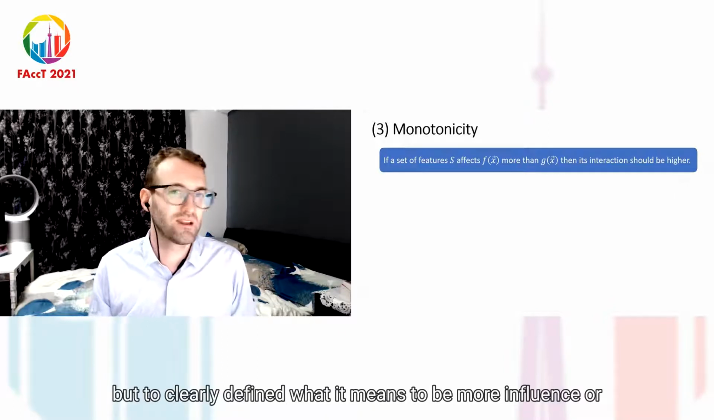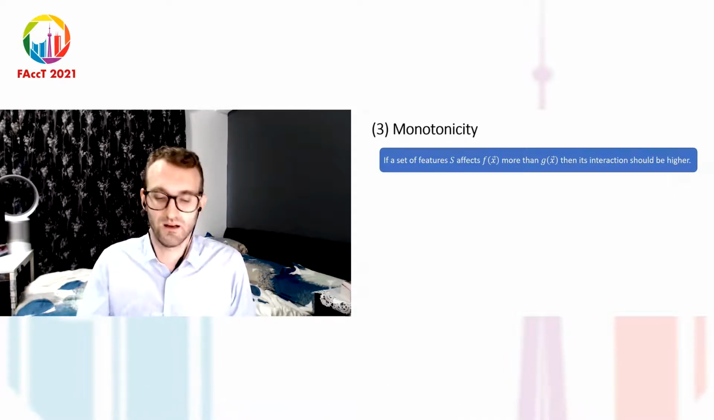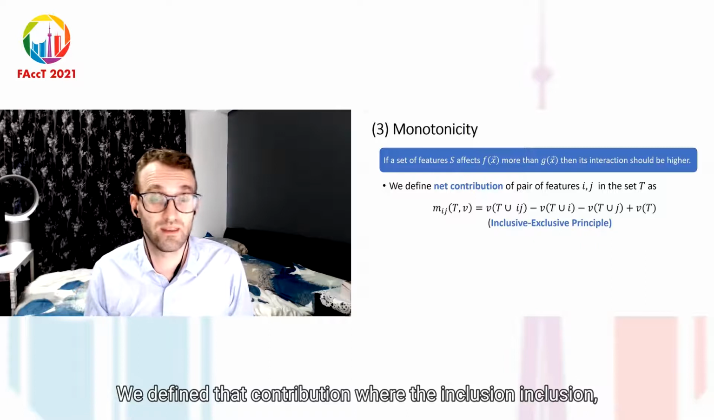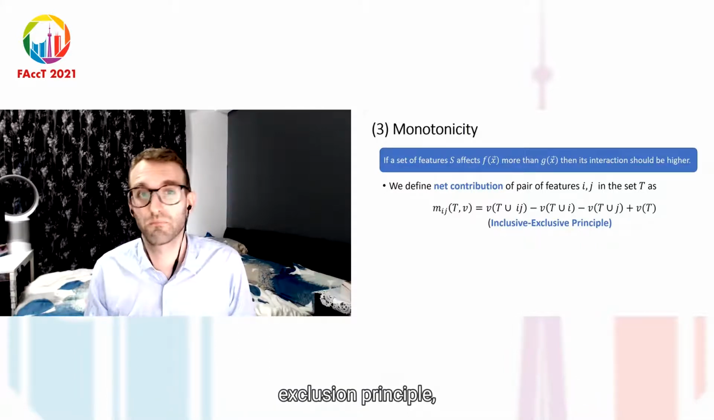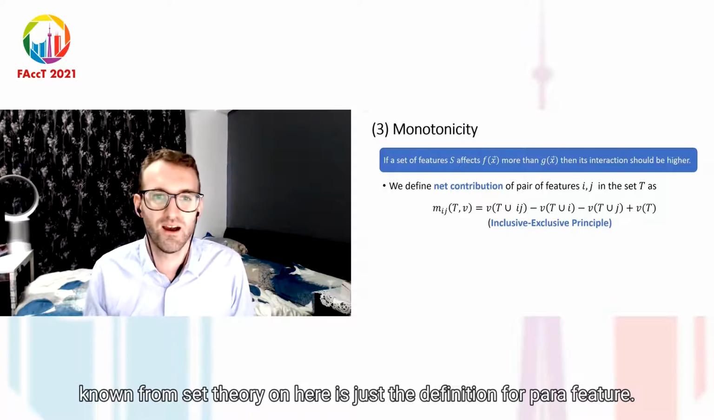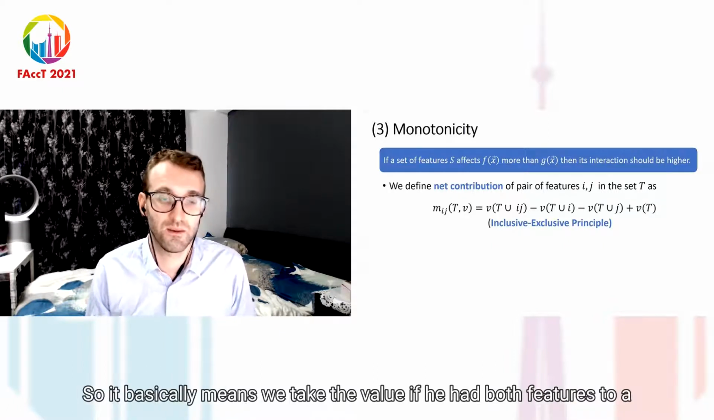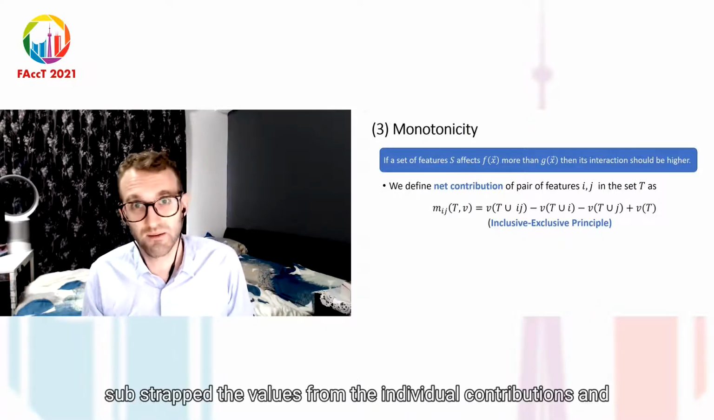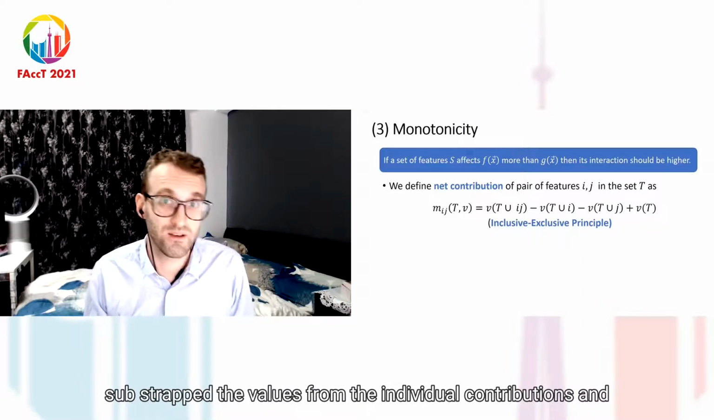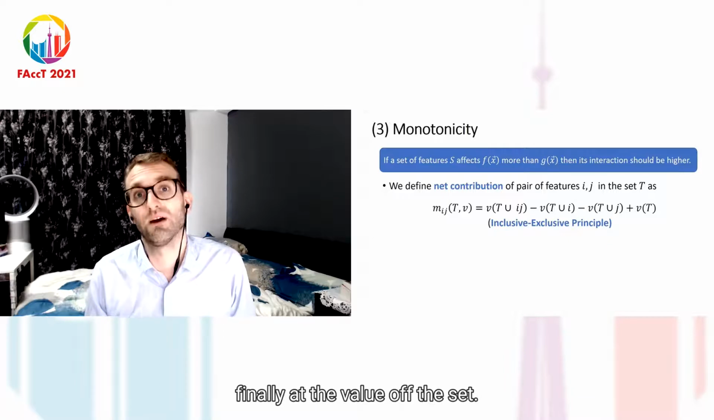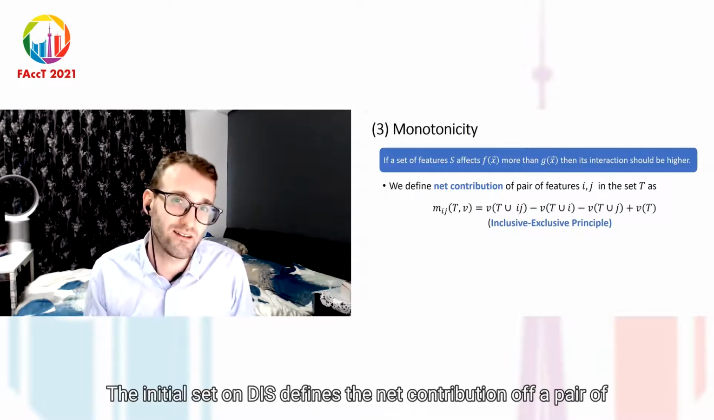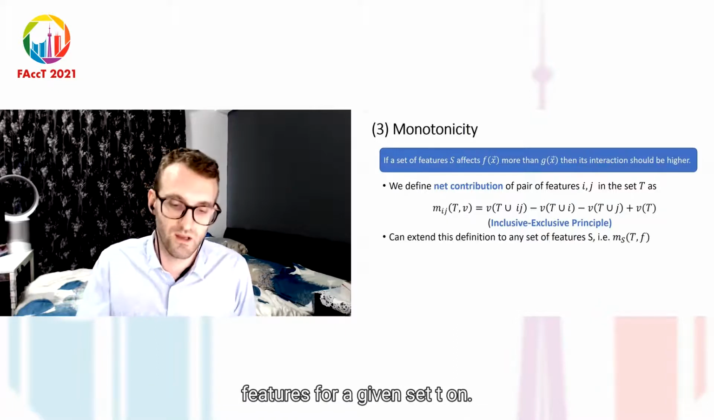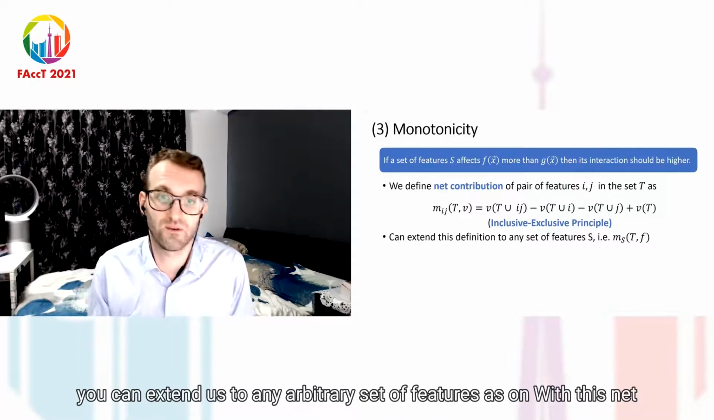And to clearly define what it means to be more influential, we define net contribution. And we define net contribution via the inclusion-exclusion principle known from set theory. And here's just a definition for a pair of features. So it basically means we take the value if we add both features to a set, subtract the values from the individual contributions, and finally add the value of the initial set. And this defines the net contribution of a pair of features for a given set T. And of course, you can extend this to any arbitrary set of features S.